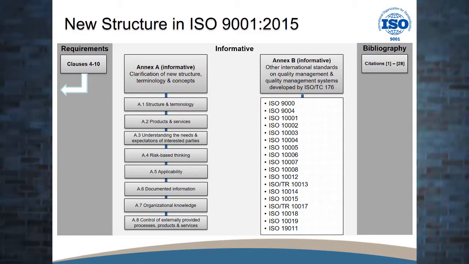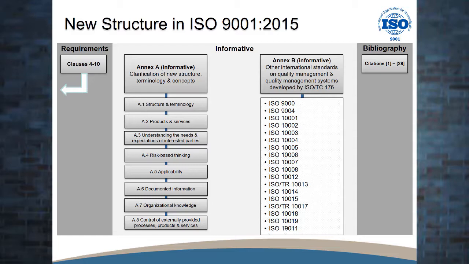Again, we have at the tail end here Annex A, and this is informative clarification of the new structure, terminology, and concepts. So we've got structure and terminology, products and services, understanding the needs and expectations of interested parties, risk-based thinking, applicability, documented information, organizational knowledge, control of external provided processes, products, and services. So that informative section gives you more detail on what the intent of the requirements are as they relate to those 8 concepts or new items there in the 2015 standard.